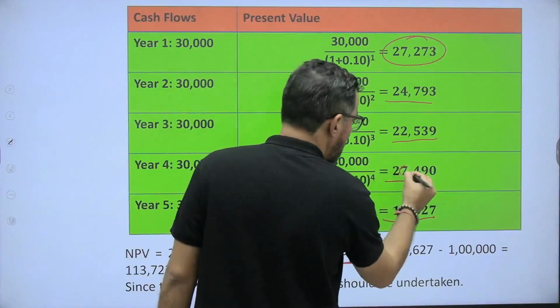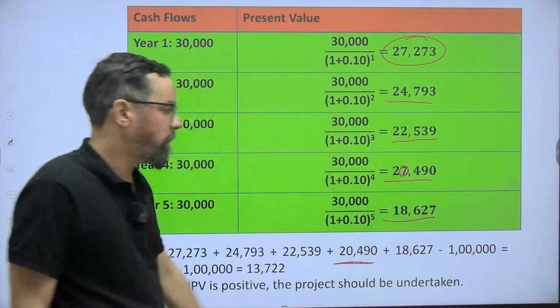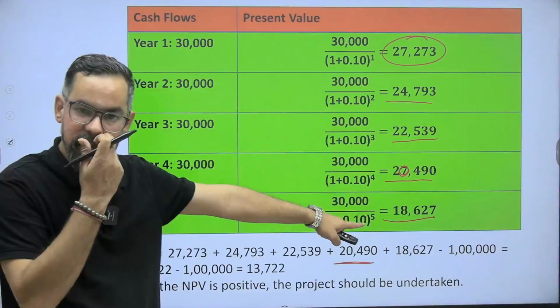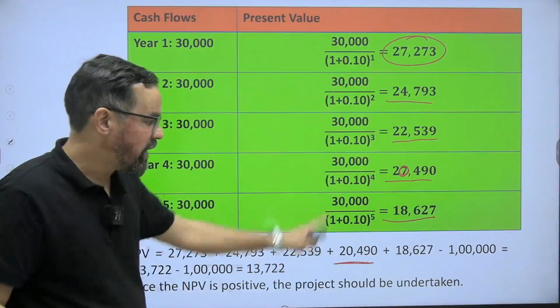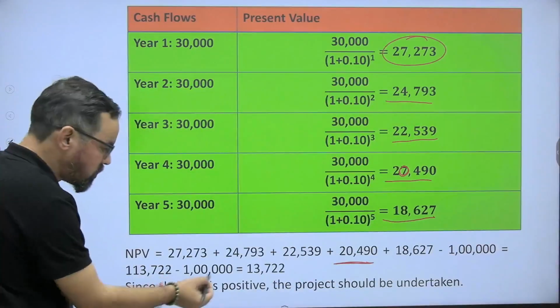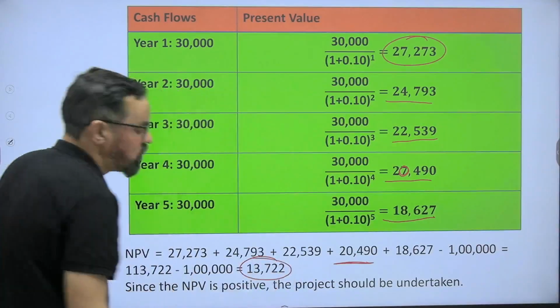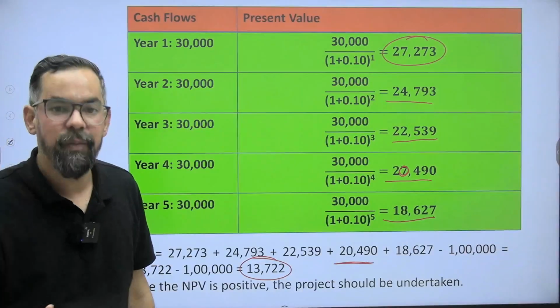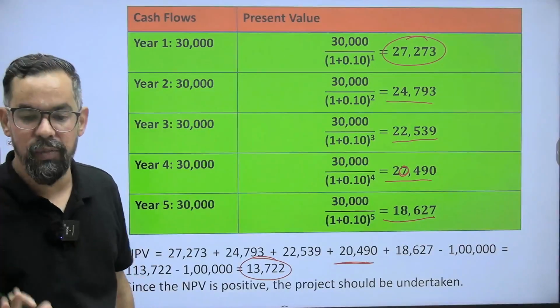It is 20,490 and then it is 18,627. So the total, minus the initial investment of 1 lakh. So the total comes to 13,722. That means your NPV is positive. That means you should accept this particular project.